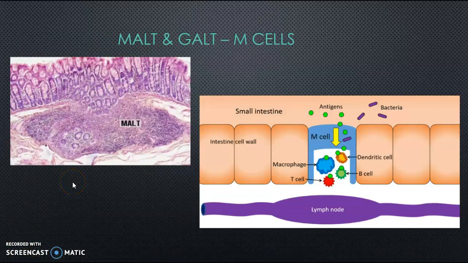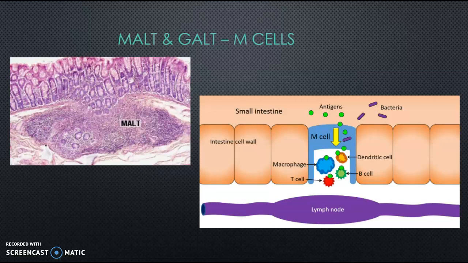MALT and GALT are secondary lymphoid organs. MALT stands for mucosa-associated lymphoid tissue. This is a less organized system of secondary lymphoid tissue. This is found associated with the linings of multiple organs and systems, such as the gastrointestinal and respiratory tracts. MALT defends mucosal membranes, and this initiates immune response to specific antigens encountered along all mucosal surfaces.